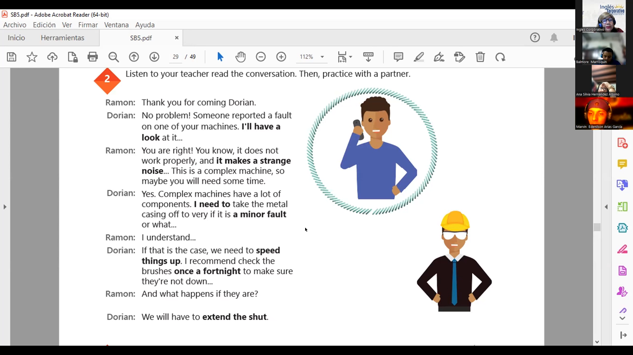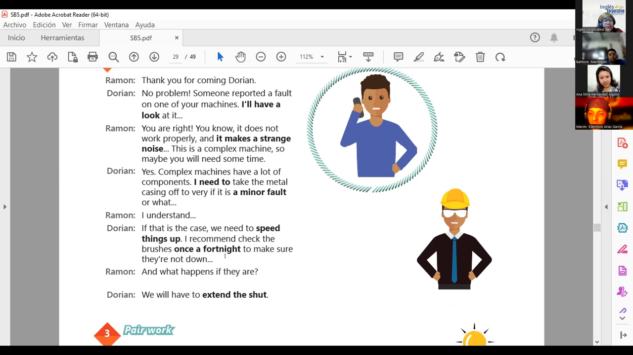I need to take the metal casing off to verify if it is a minor fault or what. I understand. If that is the case, we need to speed things up.